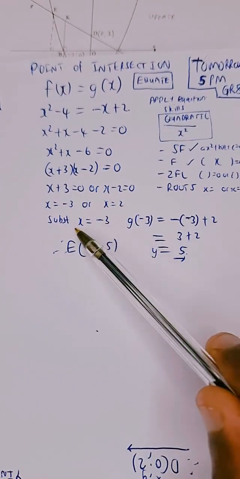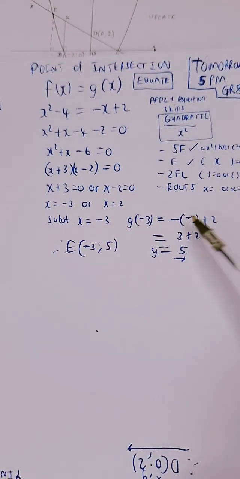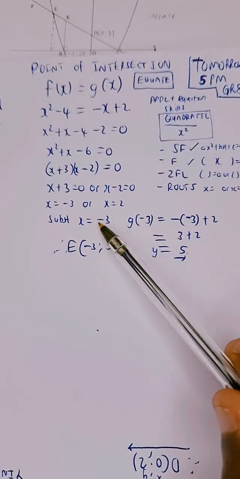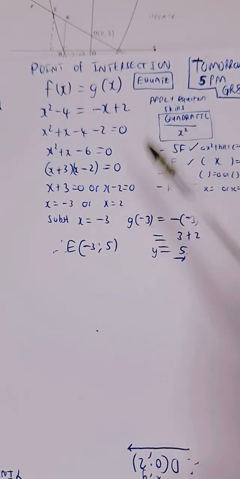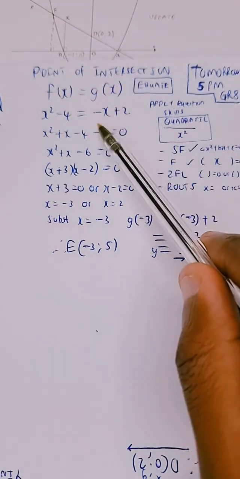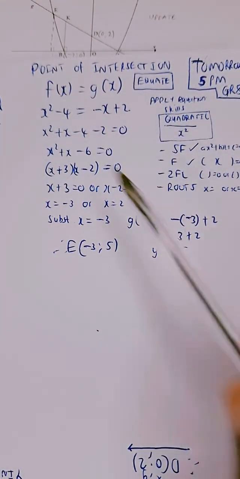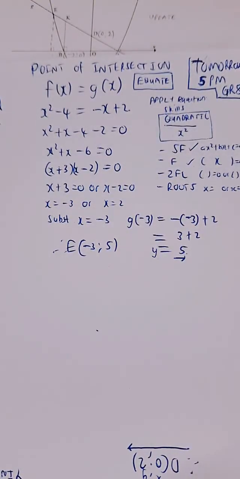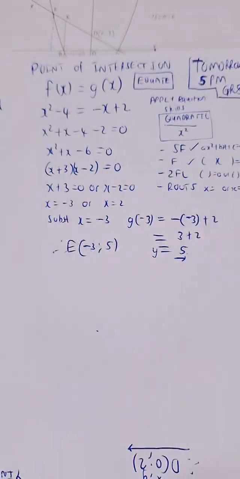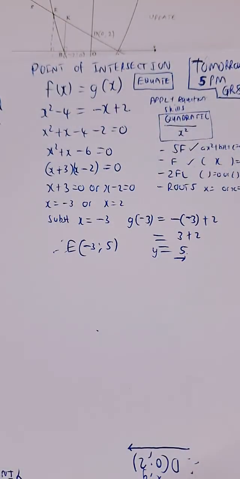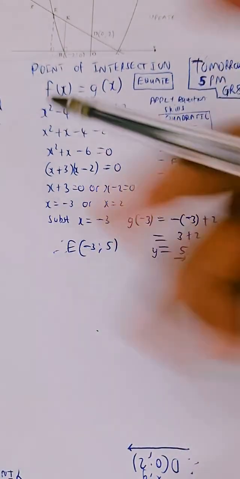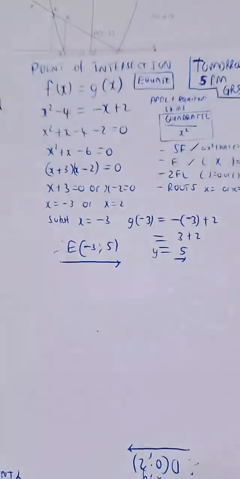Then we substituted x is equal to negative 3 into the function. We could substitute it in either one. In the straight line function, we got 5. But even if we had substituted it here, it would still give us 5, because negative 3 squared will give us positive 9, and 9 minus 4 will also give us 5. So that's why we got the coordinates of E as negative 3 and 5.